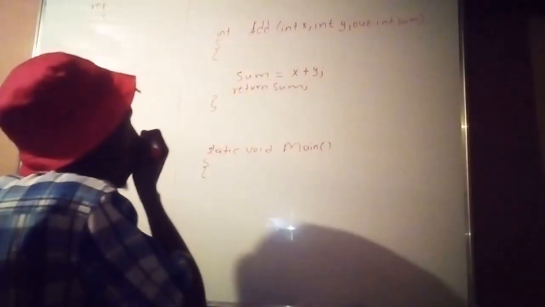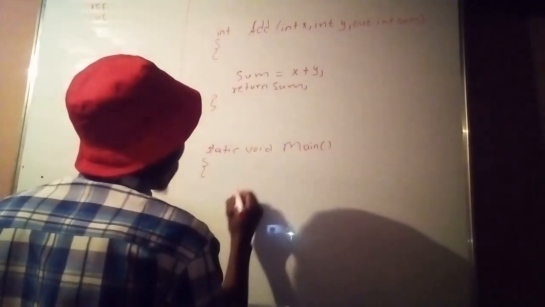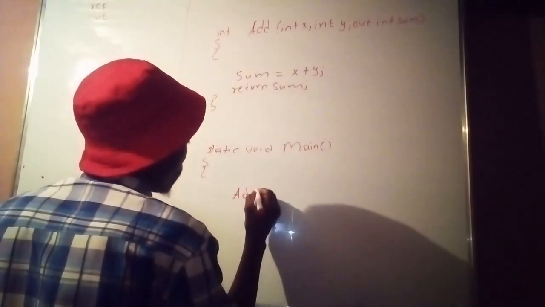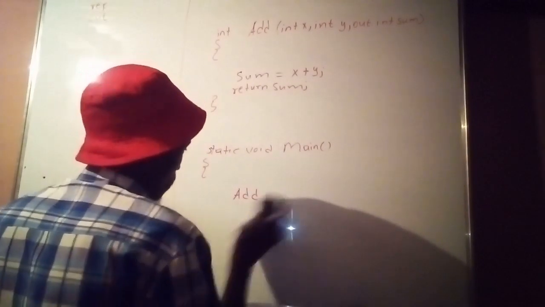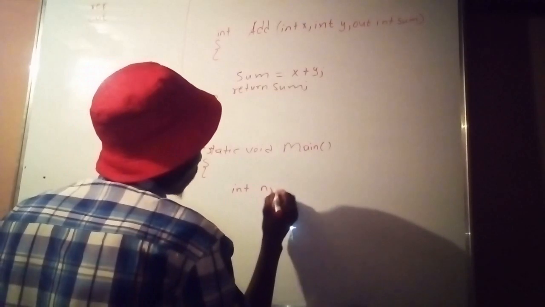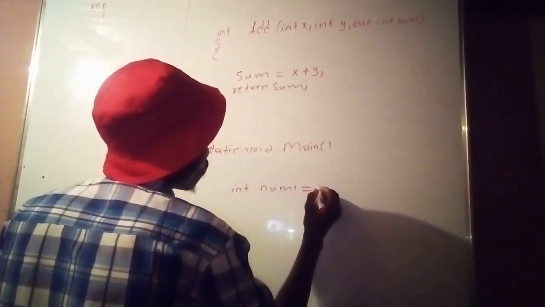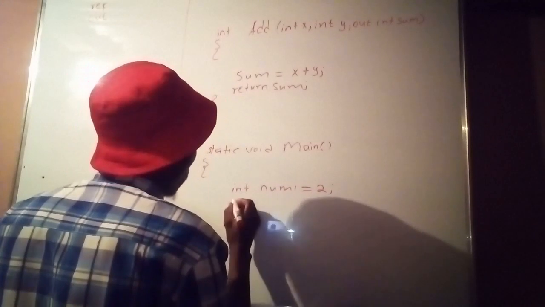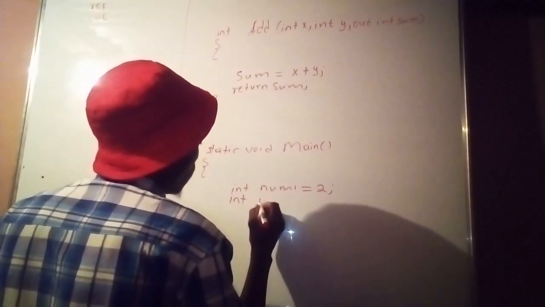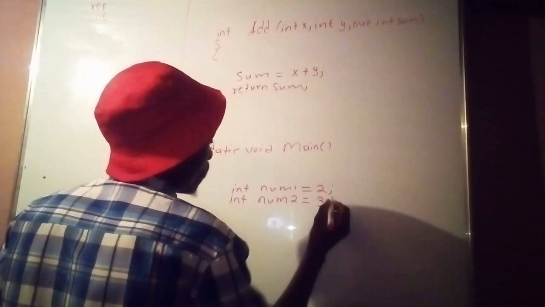So now we come into the caller. We want to call that method. When we call that method here, we say add. Let's start by creating variables. We are going to use int num1, let's say equals to 2, int num2 is equals to 3.